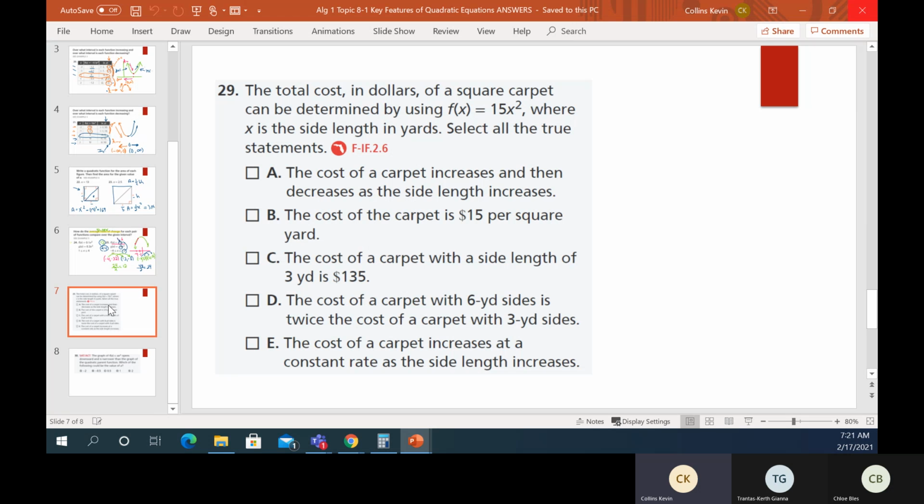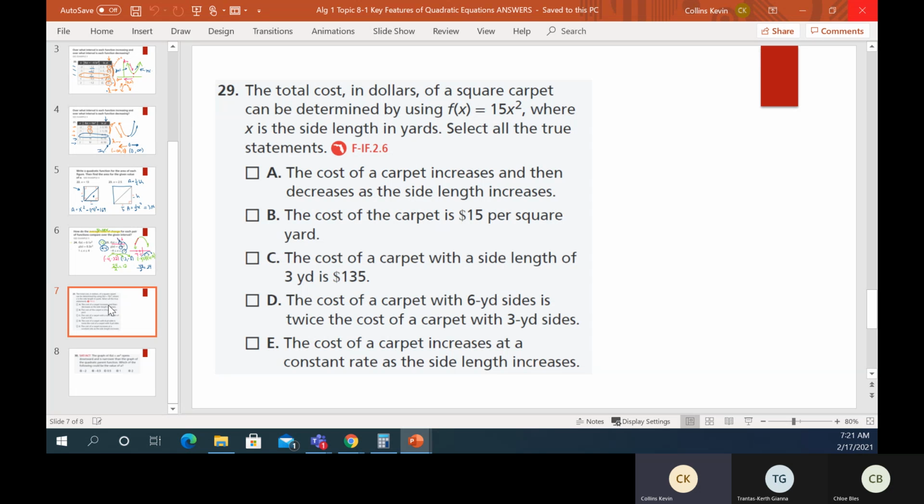This is kind of like a problem you might see on the Algebra 1 EOC. It says the total cost in dollars of a square carpet can be determined by f of x equals 15 times x squared, where x is the side length in yards. It says select all the true statements. So what this is telling us is it sort of has a base price of 15 bucks, and depending on how big your carpet is, you're going to multiply it by some number.